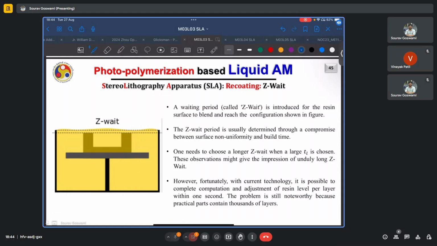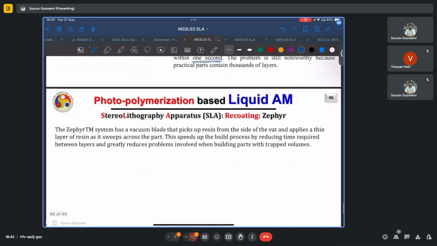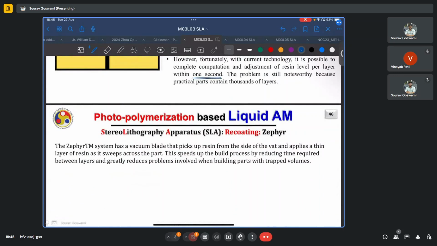Now one needs to choose a longer Z wait time when a large TL is chosen. So the Z wait is directly proportional to the layer thickness. If we are working with very thick layers, we must wait a longer time. However, with current technology, it is possible to complete computation and adjustment of resin layer per layer within 1 second itself, and thus the waiting times have been brought down substantially. However, owing to the small layer thicknesses, any practical parts which would be built with such a process would consist of thousands of layers. So over these layers, even those single or 2 seconds will add up.